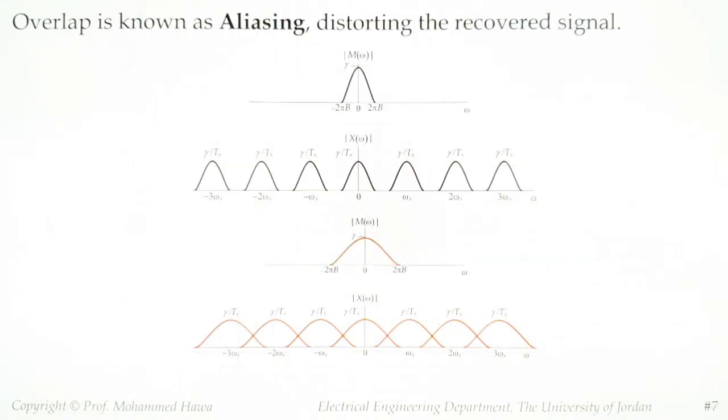The selection for a value for the sampling time Ts or the sampling frequency omega s is quite critical in sampling.